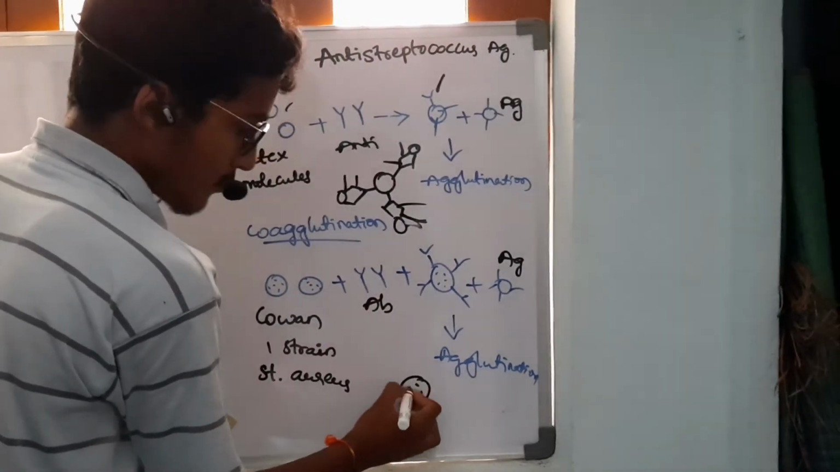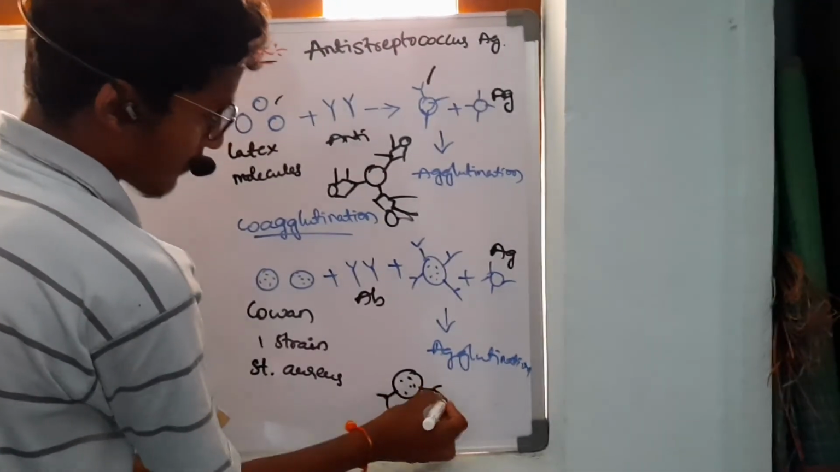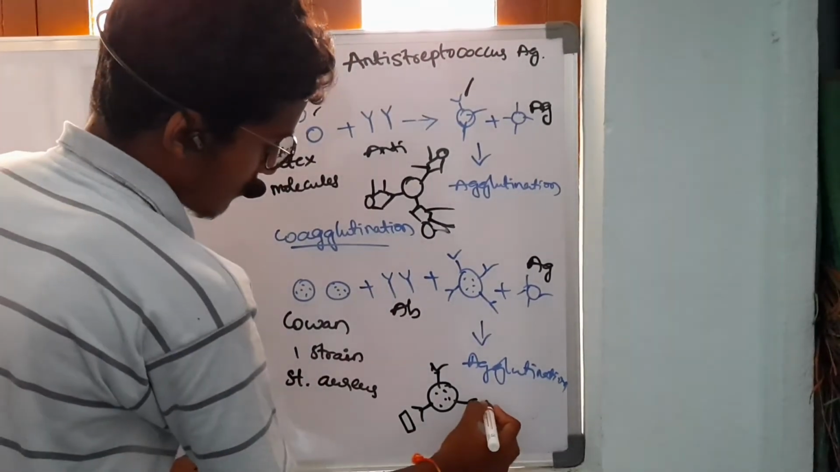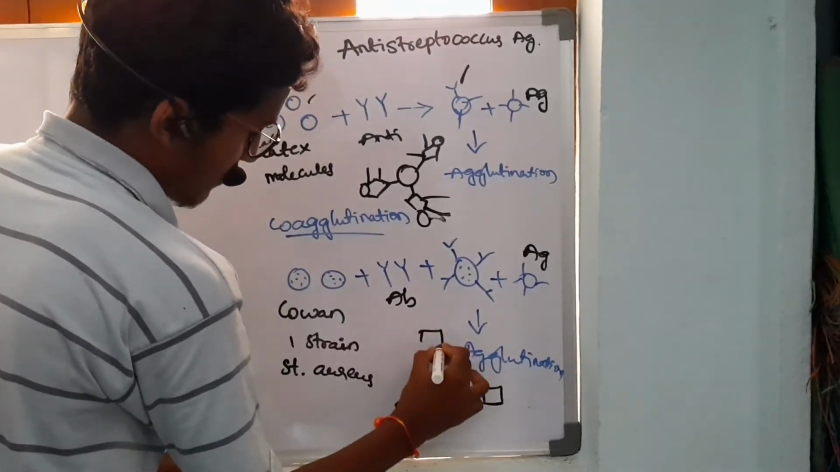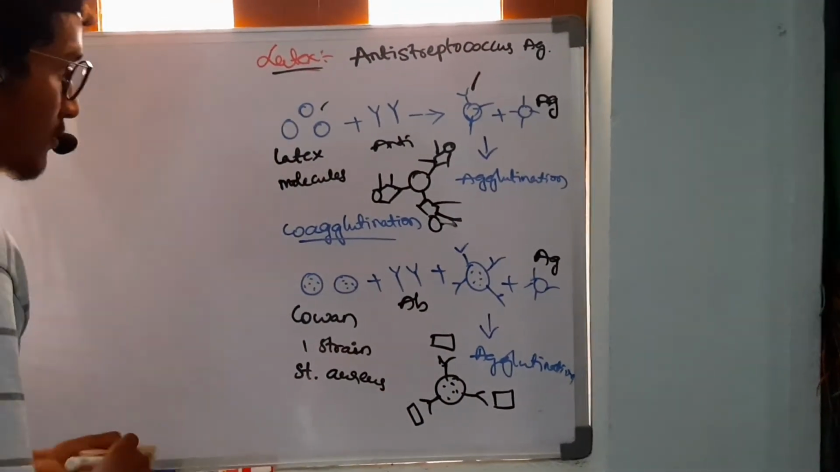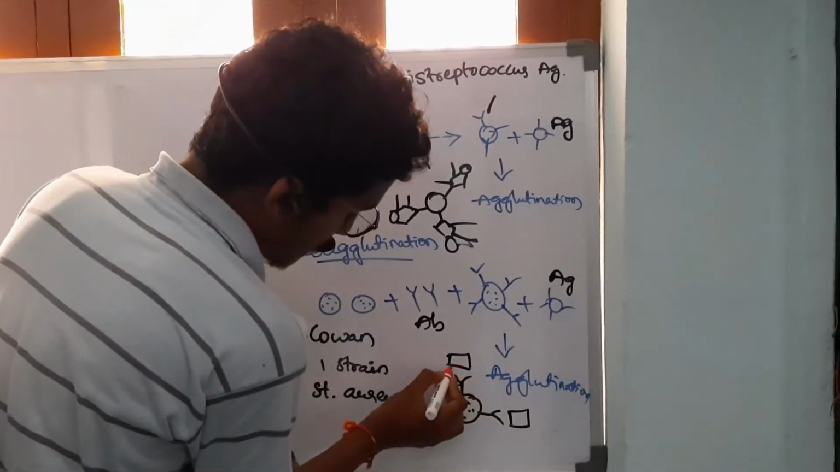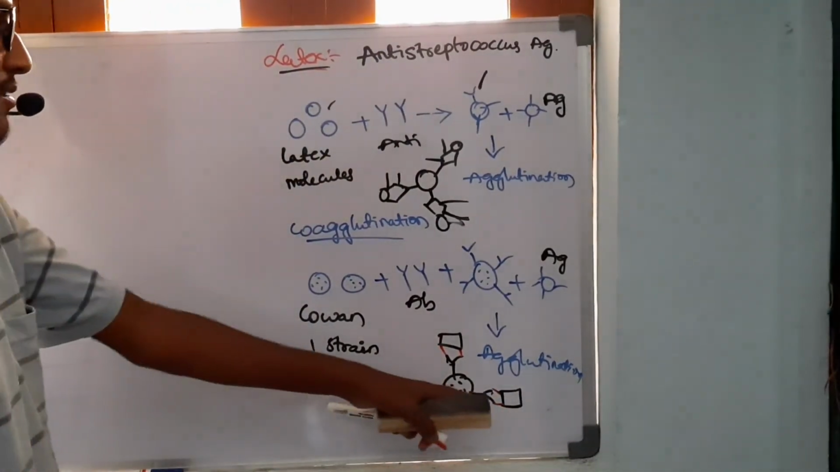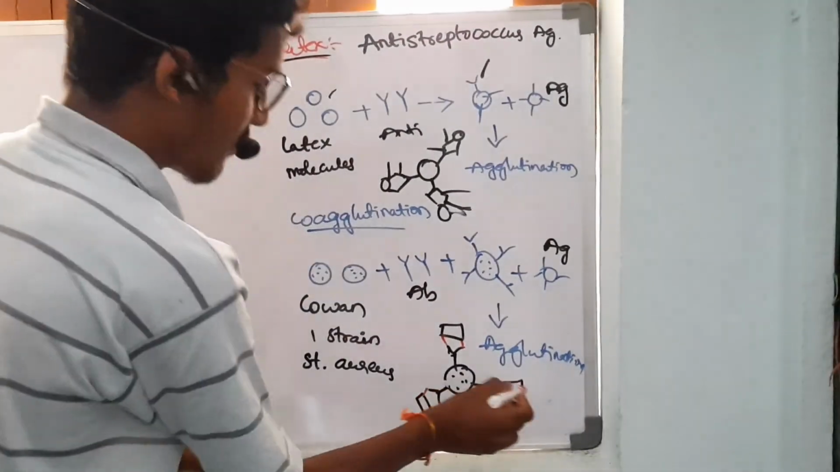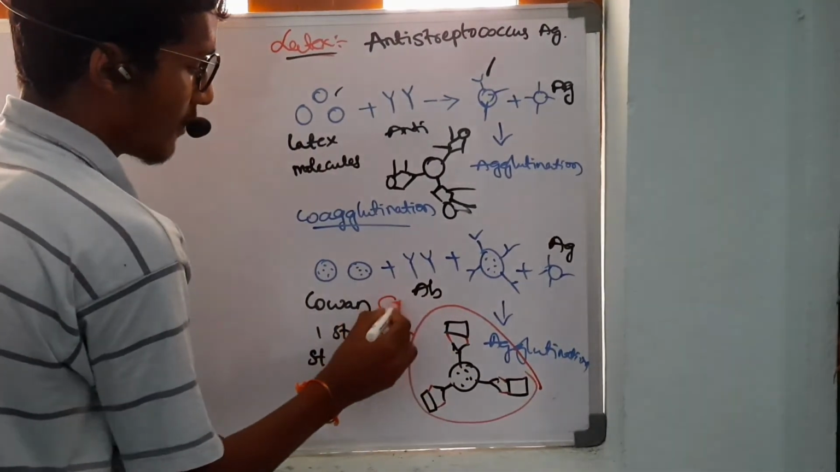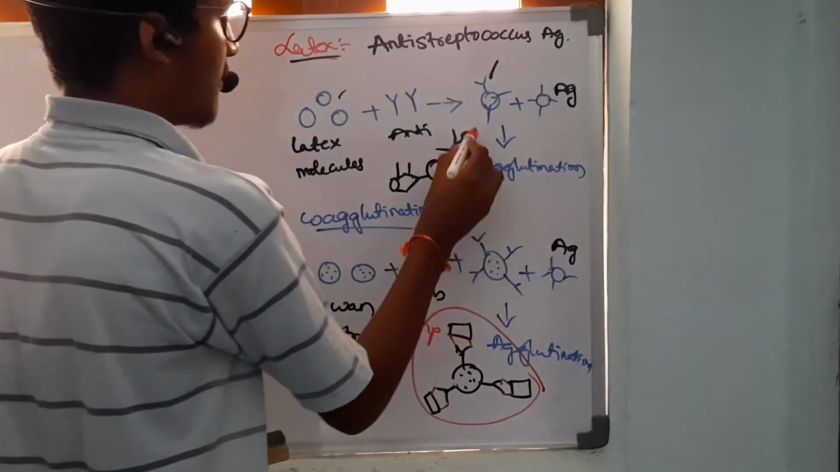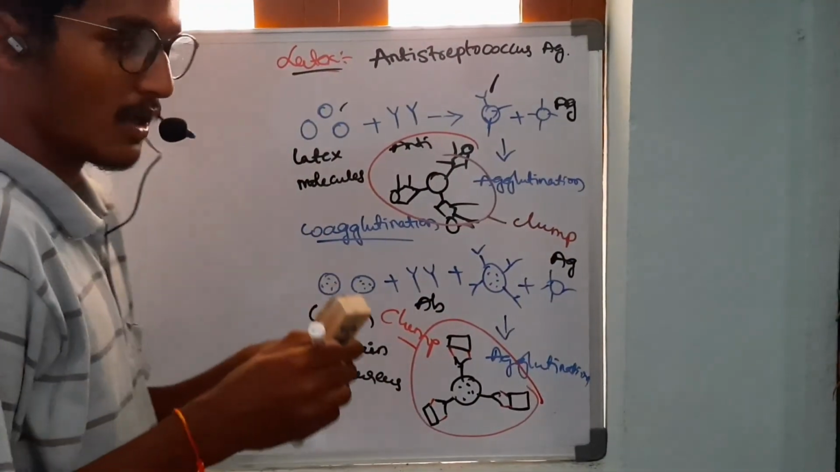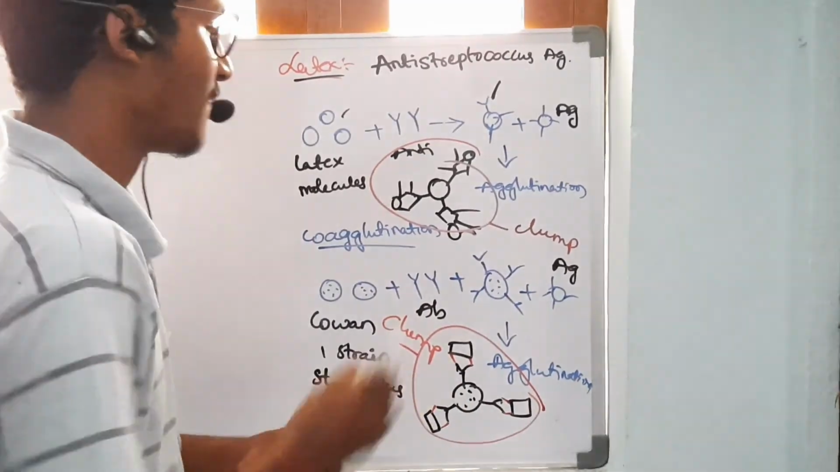Suppose it is a Staphylococcus cell. If it is an antigen, here is the epitope and here is the paratope. This is the agglutination complex. It is a clump. It is also a clump. The main property of an agglutination reaction is the formation of a clump.